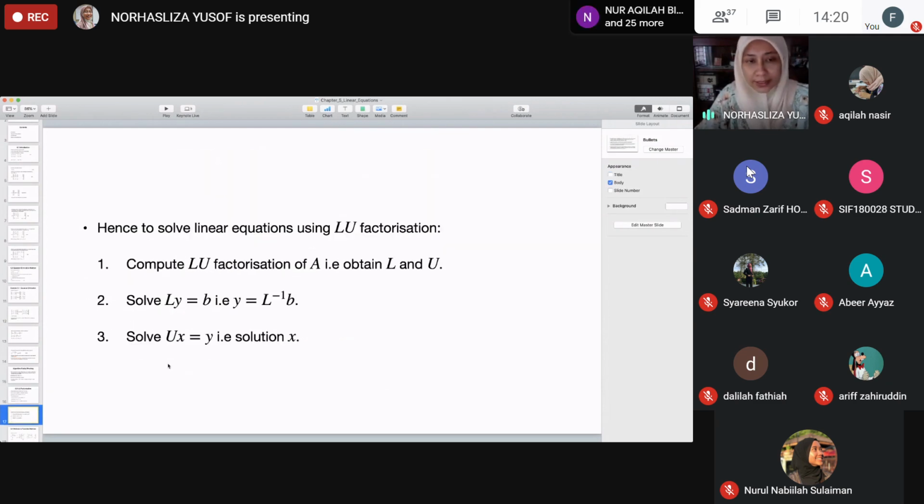So the idea is very simple. You compute your LU factorization, and after that you solve this LY equivalent to B, and then you get your Y, and then your Y you put back into your U, and then you get solution of X, right?